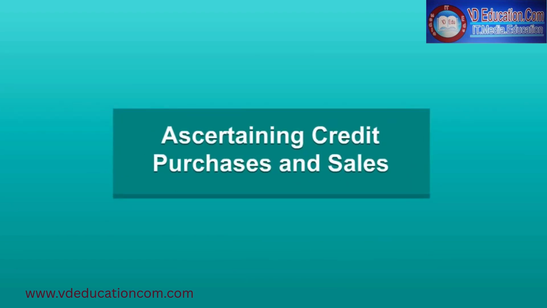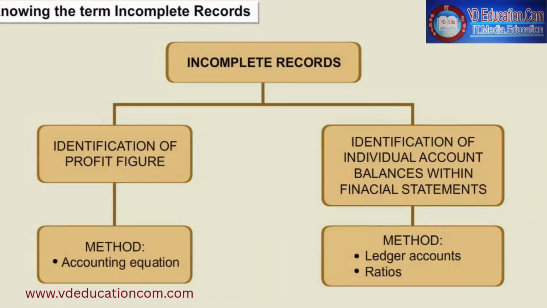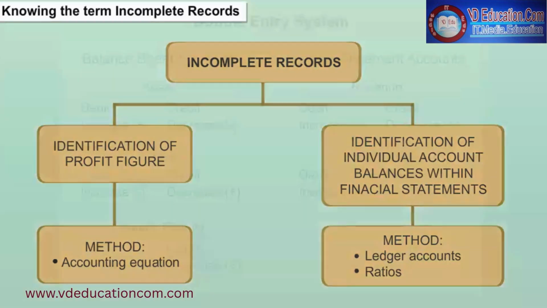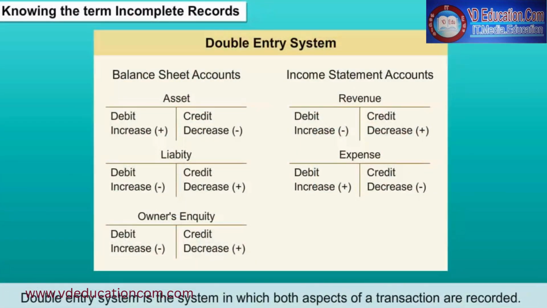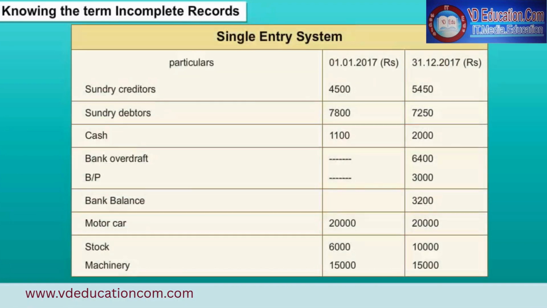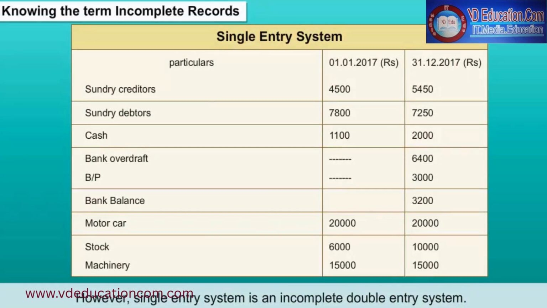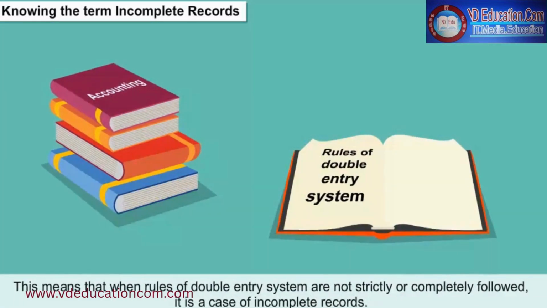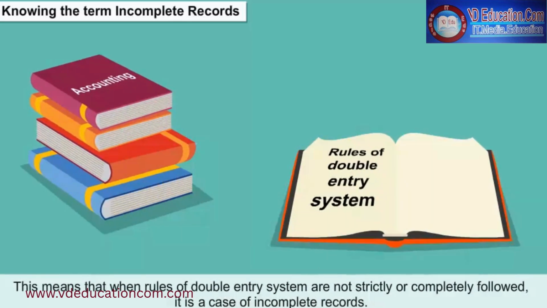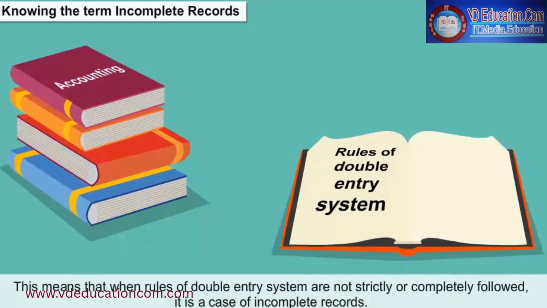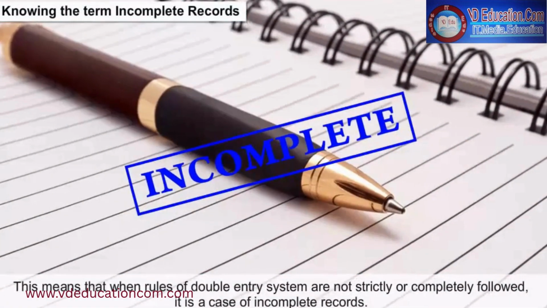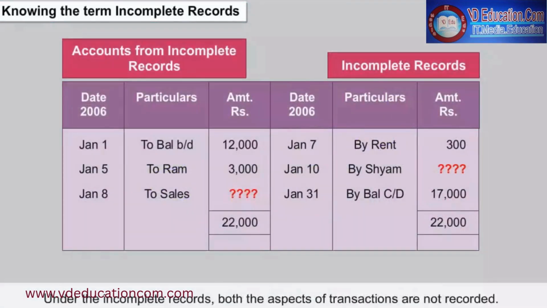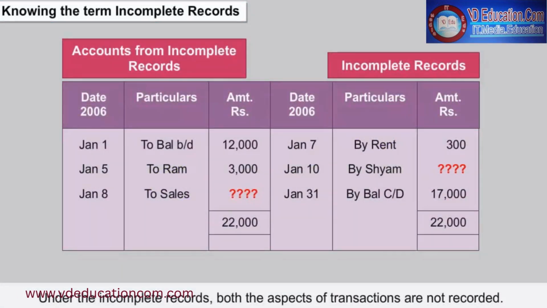Ascertaining credit purchases and sales. Knowing the term incomplete records. The double entry system is the system in which both aspects of a transaction are recorded. However, the single entry system is an incomplete double entry system. This means that when the rules of the double entry system are not strictly or completely followed, it is a case of incomplete records. Under incomplete records, both aspects of transactions are not recorded.